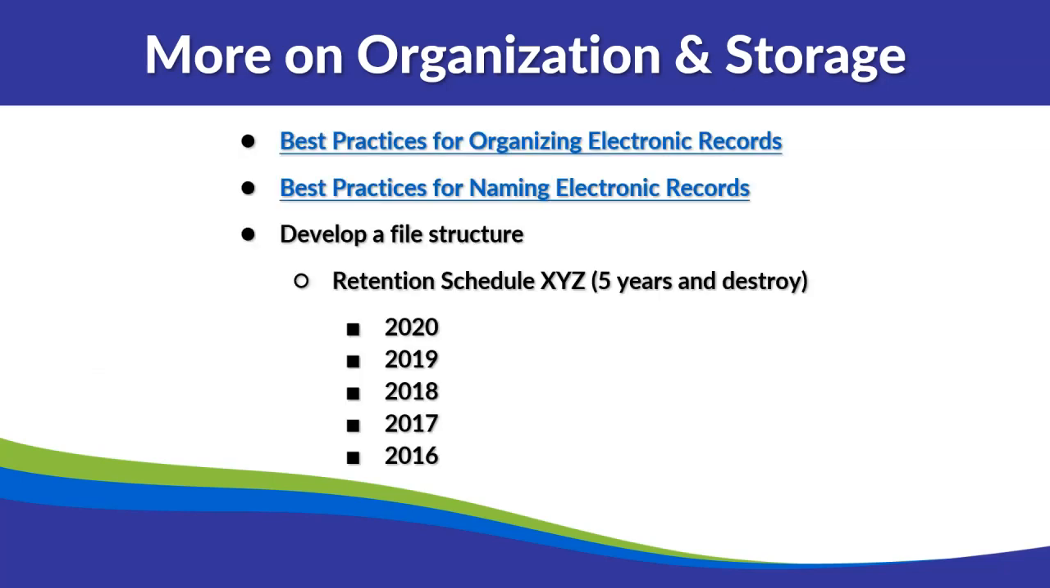The Wisconsin Historical Society has developed best practices for both organizing and naming electronic records. An example of a simple file structure to organize records is shown here. This file structure uses retention schedules as a way to group like records together and can easily be adapted for use in email or in your map drives. You can find this and more information at the links provided here and on the Important Resources page.